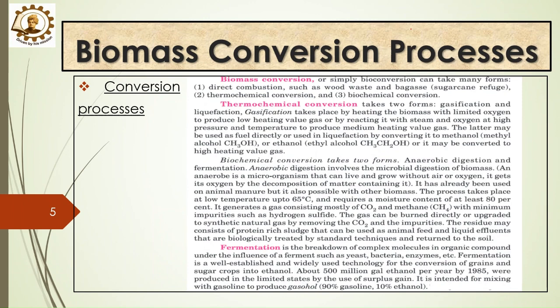Biochemical conversion again takes two forms. The very important one, that is the anaerobic digestion and fermentation. Anaerobic digestion involves the microbial digestion of biomass. So, what is anaerobe? It is a microorganism that can live and grow without the supply of air or oxygen. It gets its oxygen from the decomposition of the matter containing it. It has already been used on animal manure, but it is possible to use with other biomass.